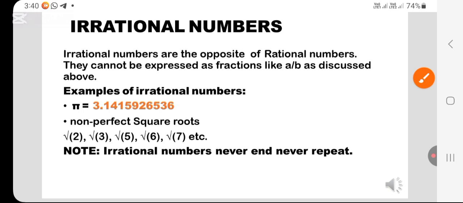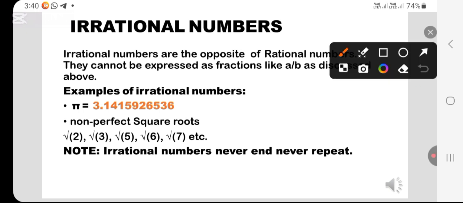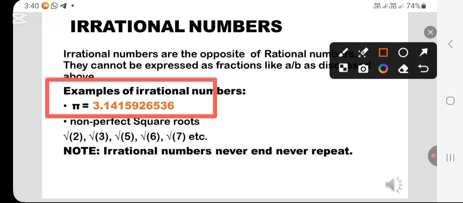Examples of these irrational numbers, we have pi. The value of pi is 3.141592656. You cannot express it as a fraction. We have the non-perfect square roots.